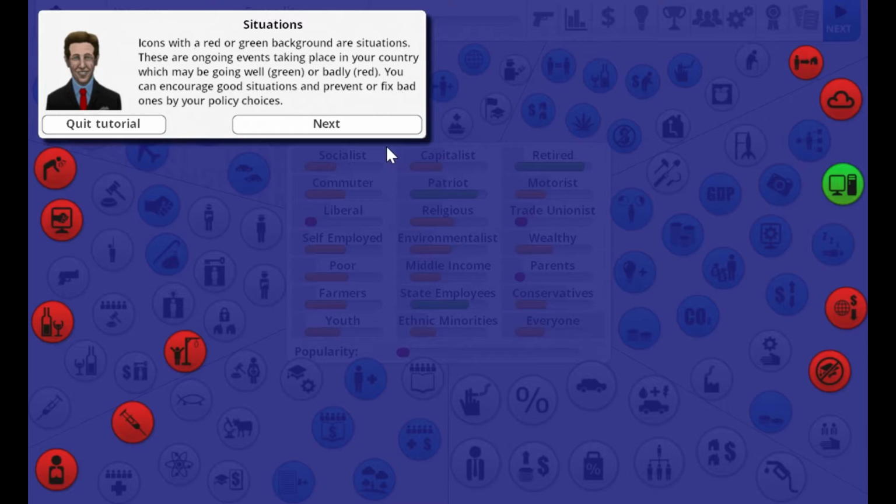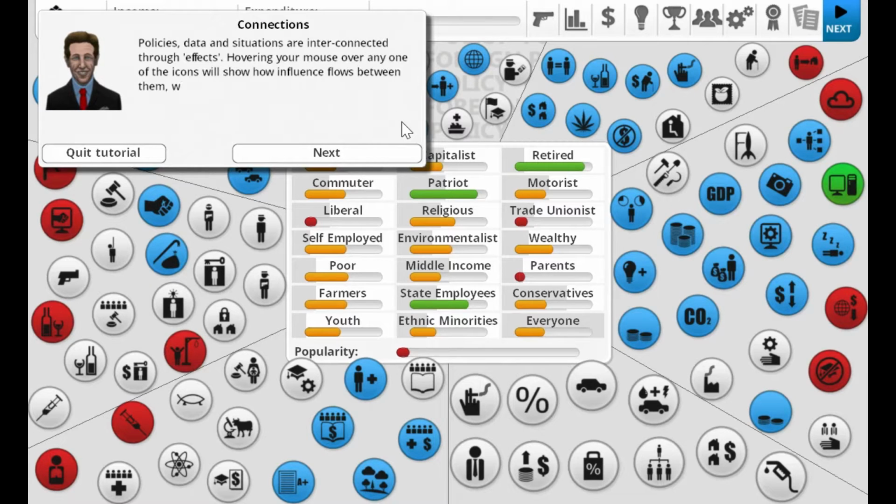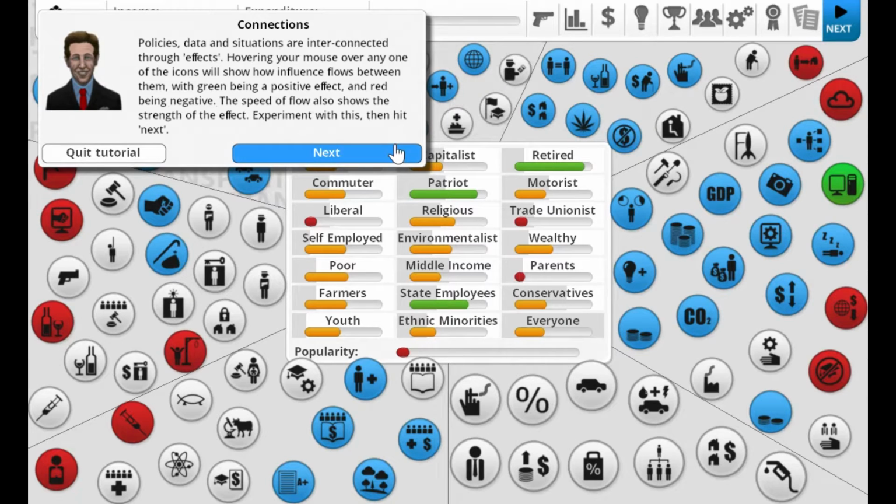Icons with a red or green background are situations. These are ongoing events taking place in your country, which may be going well, green, or badly, red. You can encourage good situations and prevent or fix ones by your policy changes. Policies, data, and situations are interconnected through effects. Hovering your mouse over any of the icons will show how influence flows between them, and with green being a positive effect and red being negative, the speed of flow also shows the strength of the effect. Experiment with this, then hit next.